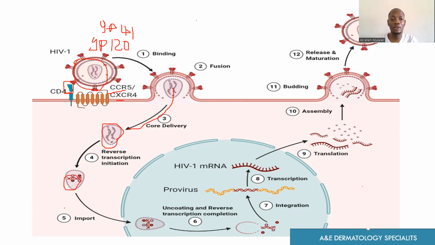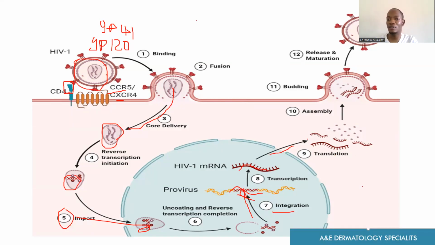Now this DNA will be imported into the nucleus of that cell, where it will be integrated into the genome of that cell using an enzyme, integrase enzyme. After that, they can trigger transcription, which will end up forming different messenger RNAs that are later translated to form the viral copies.